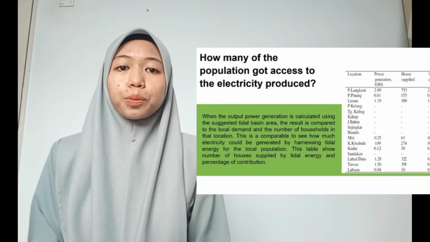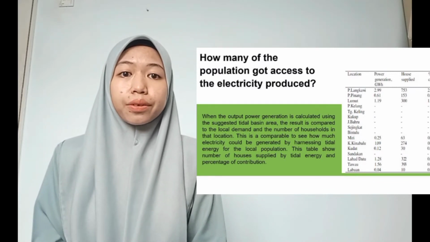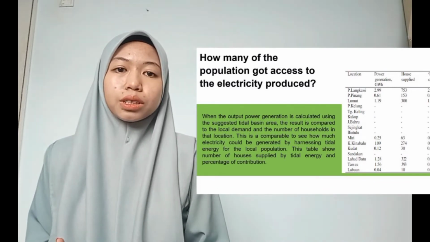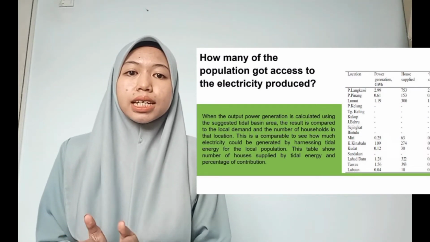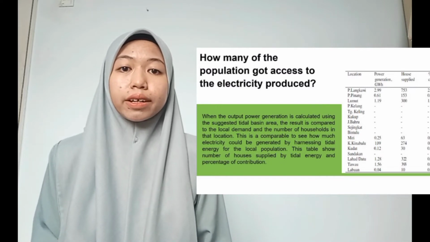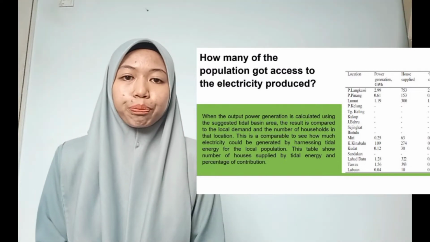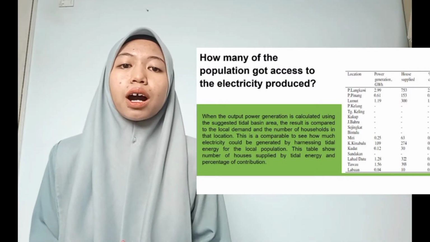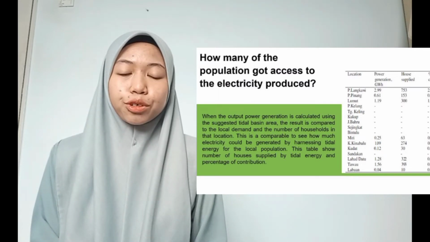Next, the output power generation is calculated using the suggested tidal basin area, and the result is compared to the local demand and the number of households in that location. This comparison shows how much electricity could be generated by harnessing tidal energy for the local population. These tables show the number of houses supplied by tidal energy and the percentage of contribution.